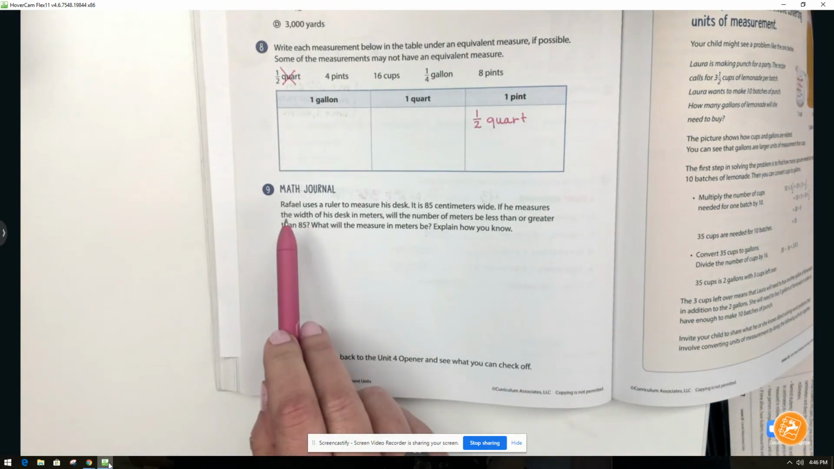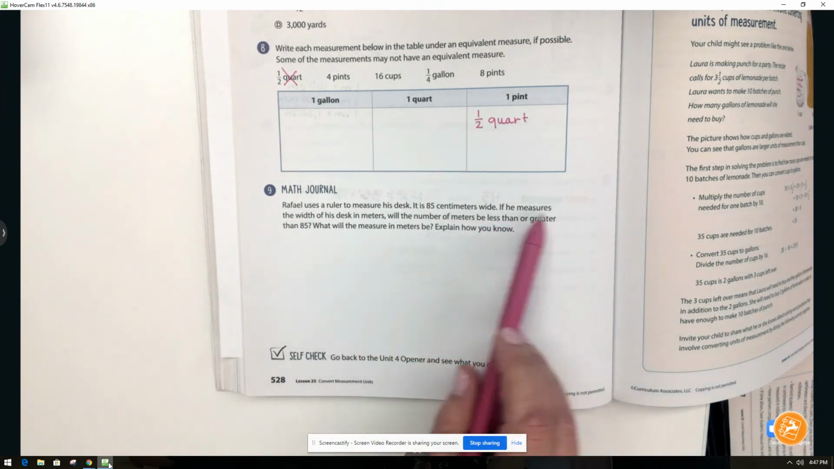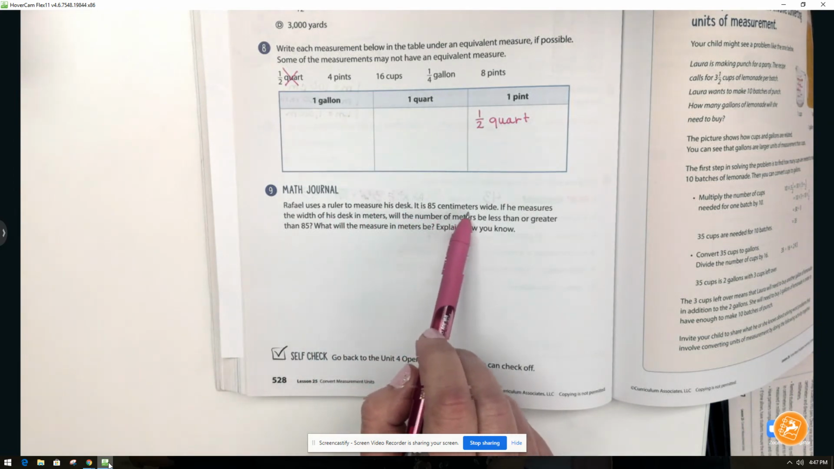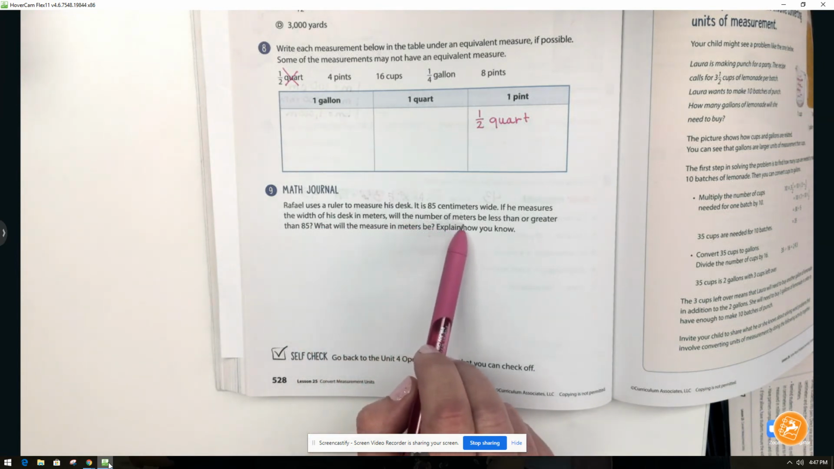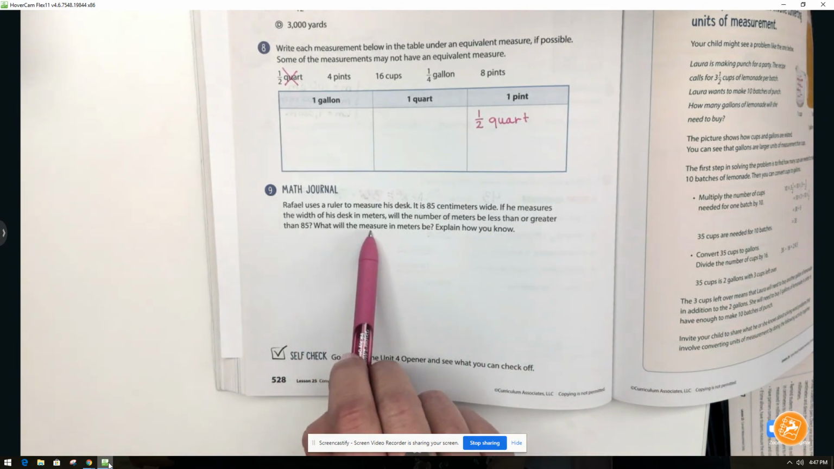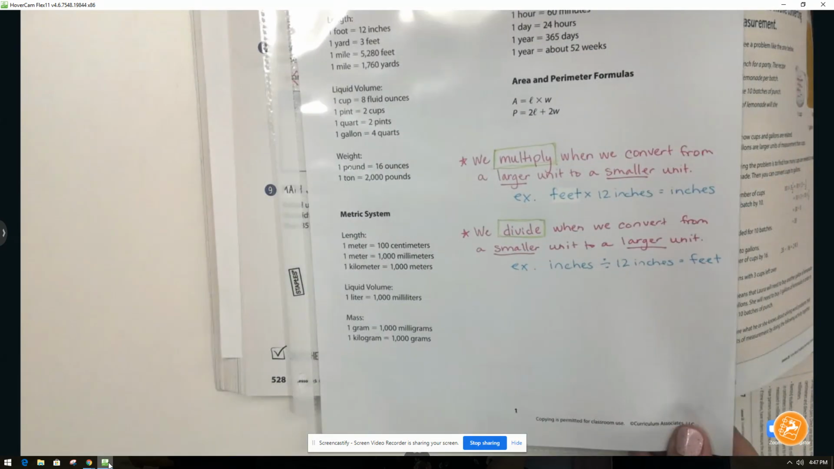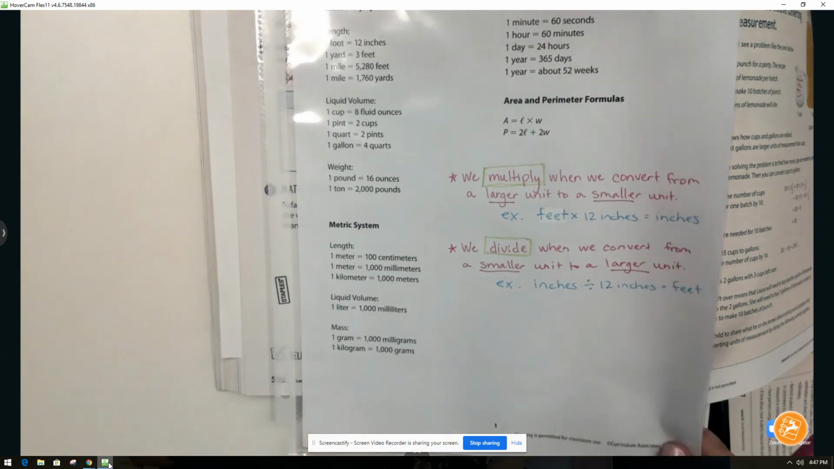And finally, for number 9, Raphael uses a ruler to measure his desk. It measures 85 centimeters wide. If he measures the width of his desk in meters, will the number of meters be less than or greater than 85? What will the measure in meters be? So you're going to need to find out using your cheat sheet. You need to look at your cheat sheet and decide how many centimeters are in a meter.